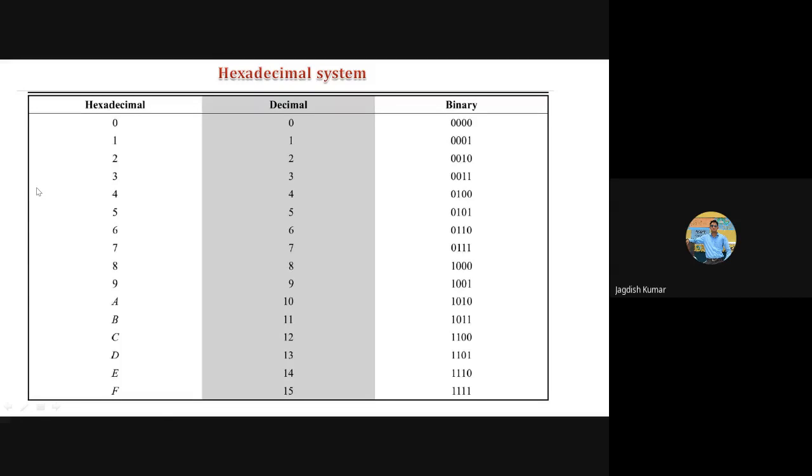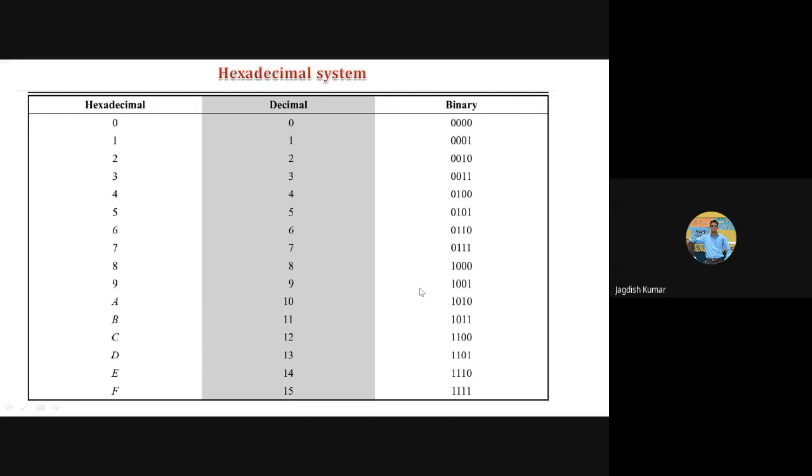Similar to the octal based keyboard, you may have a keyboard with 16 keys based upon the hexadecimal number system, so that if you press a single key on the hexadecimal keyboard, you will get 4 bits simultaneously. What will be those 4 bits? It depends upon what key you press. Suppose you press C, so you should get 1100. If you press F, you should get 1111.